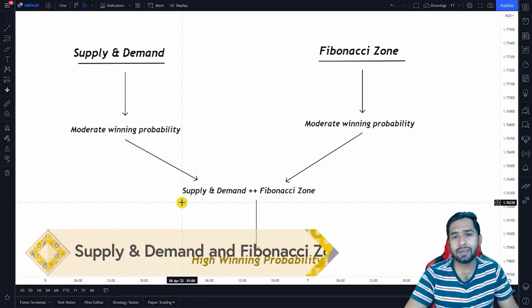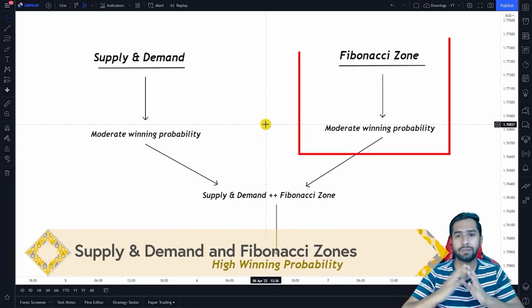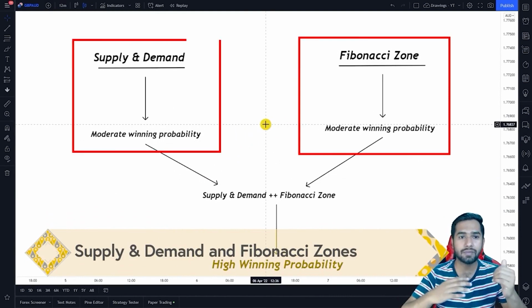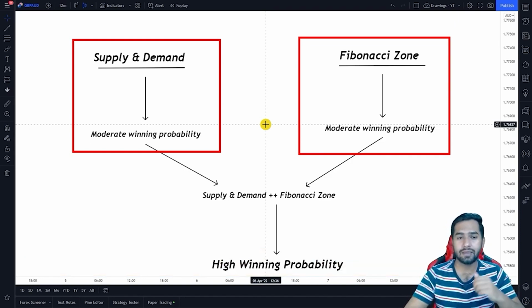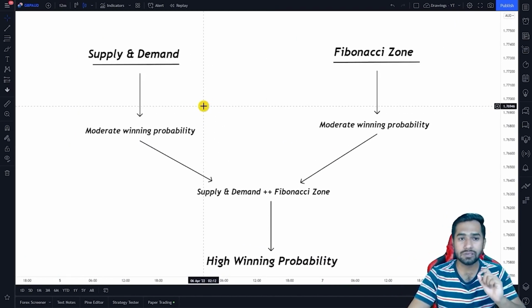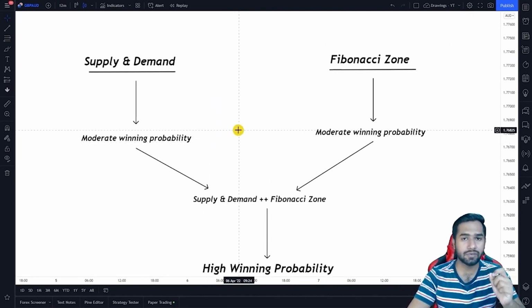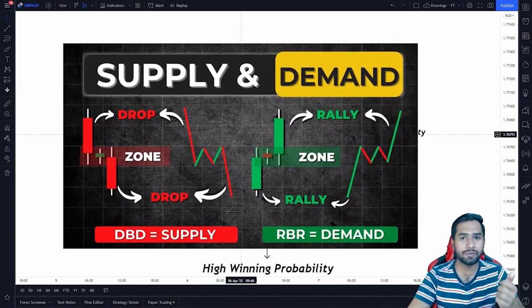Hey guys, welcome back. So in this video we're going to talk about how you can combine the Fibonacci zones plus supply and demand zones in order to make a very powerful trading strategy. Okay, so if we talk about supply and demand zones, these are the zones that you can find on the charts, and there are different types of supply and demand zones. Okay, we have covered all of them in detail in our previous videos.